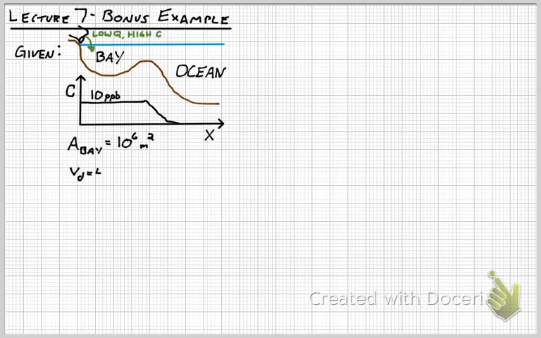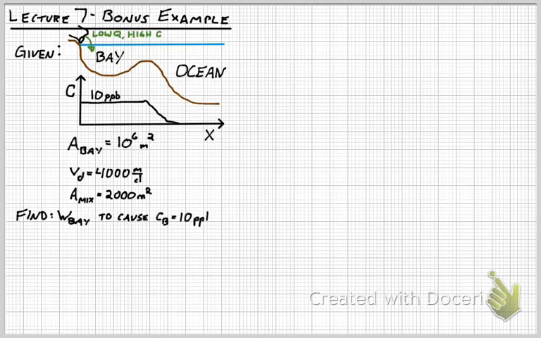We've got a bit more information about the bay. We know its cross-sectional area. We've got the diffusion mass transfer coefficient that describes exchanges between the bay and the ocean, and we've got the mixing area for the bay and the ocean. Our objective in this problem will be to find the loading into the bay that's causing this 10 parts per billion concentration that we retain at steady state.